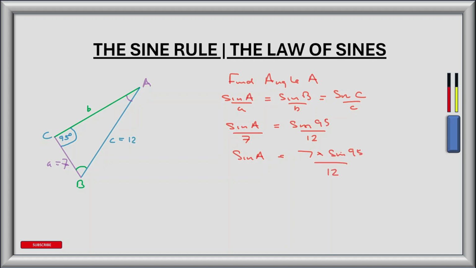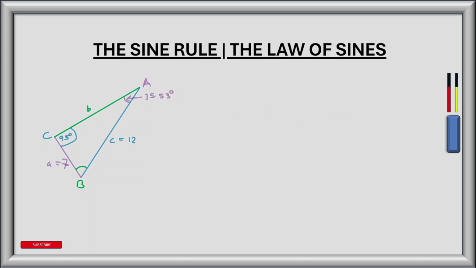We'll need to get our calculators out for this. So sine of A is equal to 7 times, now the sine of 95 degrees is 0.996, divided by 12. That equals 0.581. So the angle A is equal to the inverse sine of 0.581, which equals 35.53 degrees. Now we know two angles of the triangle. Let's see if we can calculate the length of missing side b.